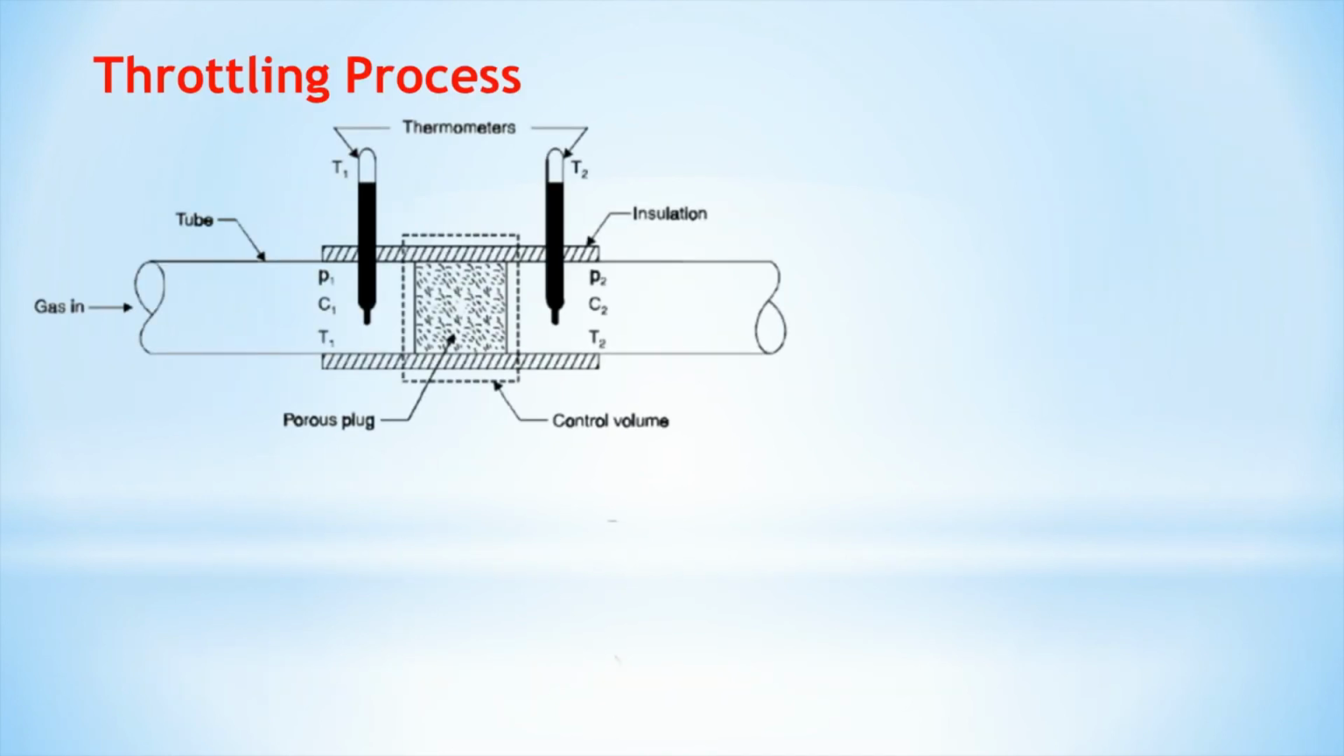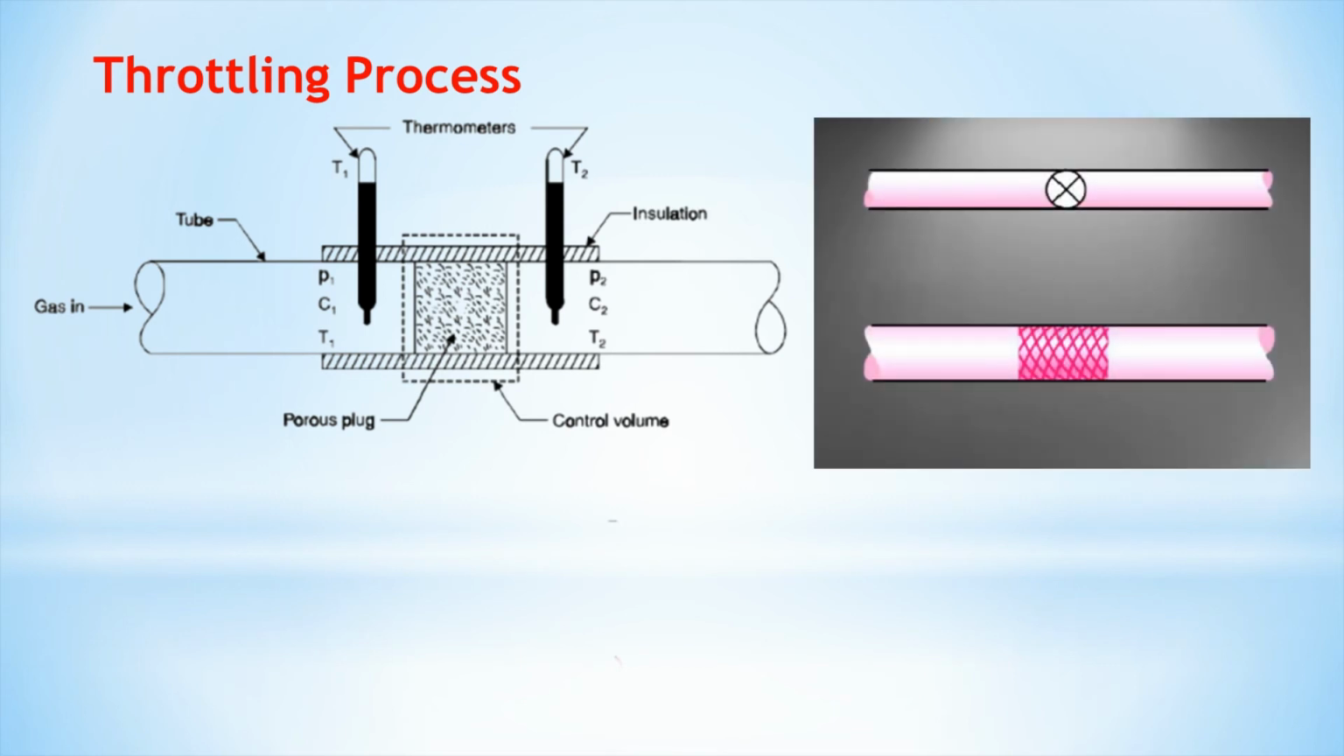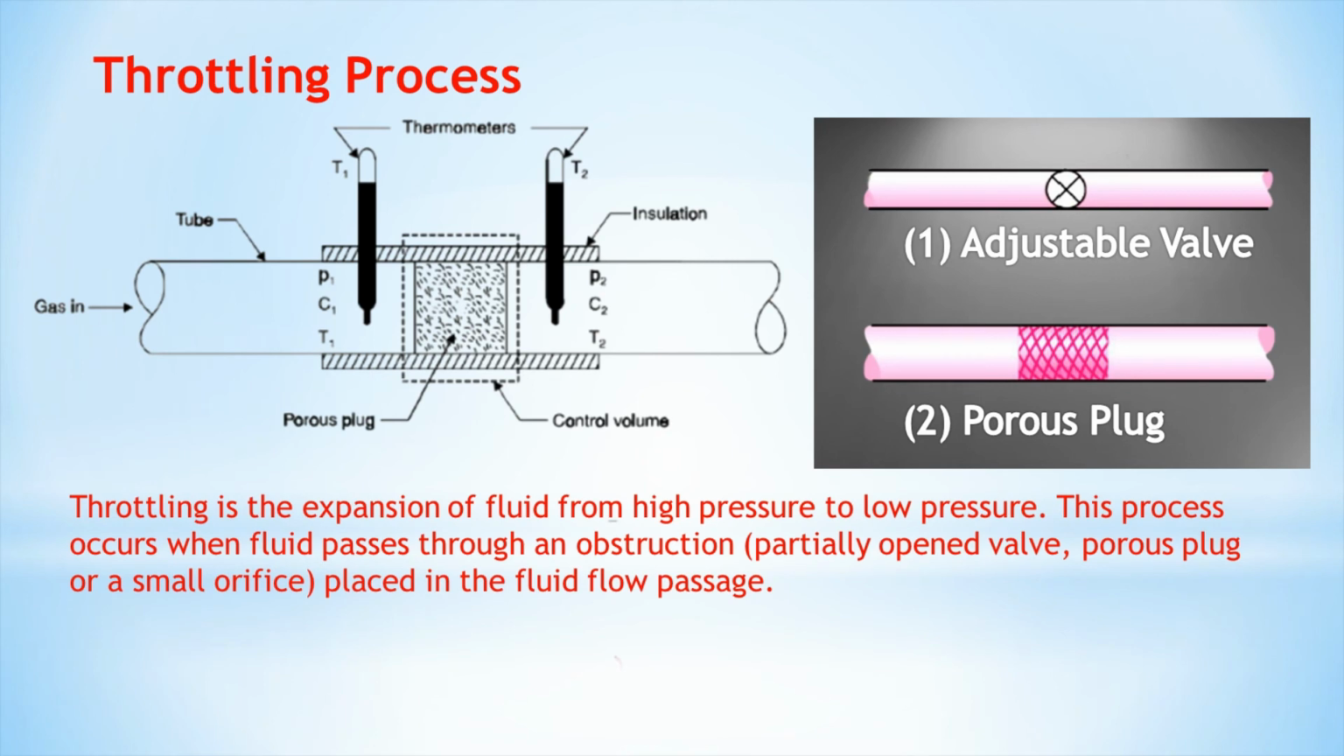Now we will apply the steady flow energy equation for the throttling process. Throttling is the expansion of fluid from high pressure to low pressure. This process occurs when fluid passes through an obstacle, for example a partially open valve, a porous plug, or a small orifice placed in the fluid flow passage. It is commonly used in a refrigeration system for reducing the pressure of the refrigerant before entering the evaporator. This is a capillary tube, used in the VCR cycle.